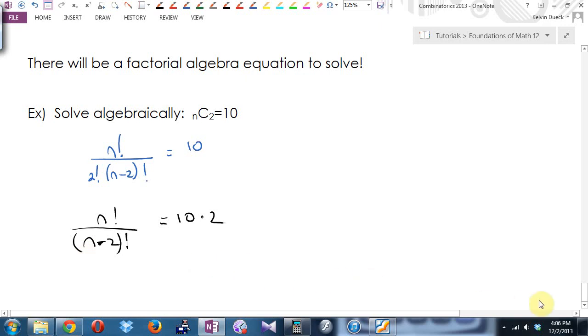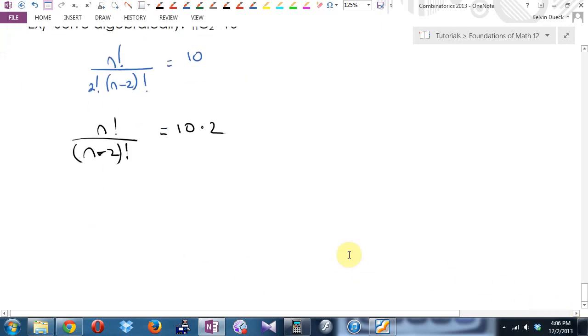Now what? Well, the right-hand side, what is 10 times 2? So on my next line, it's going to become a 20. On the left-hand side, question? Okay. We're gonna simplify, we need to.